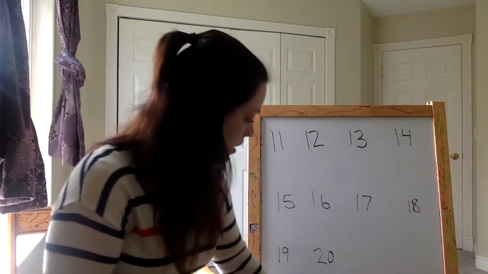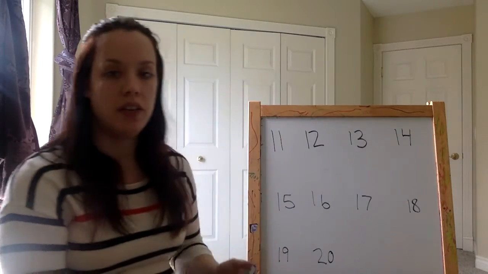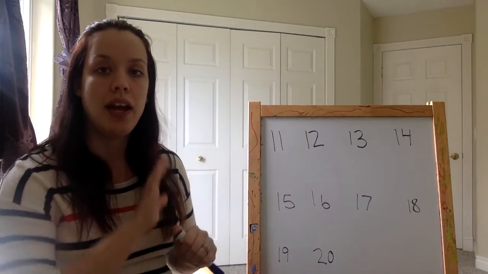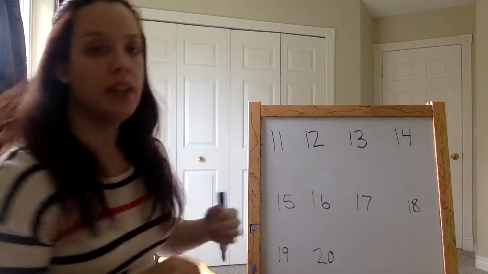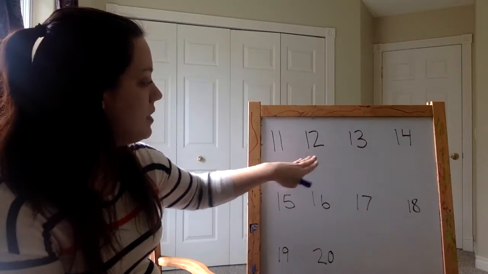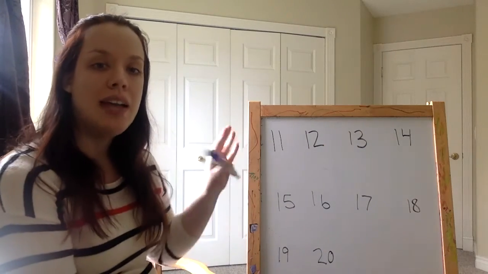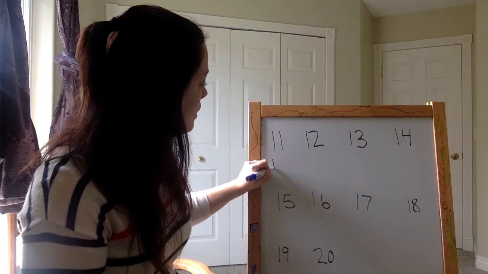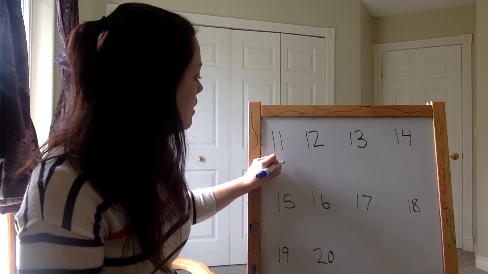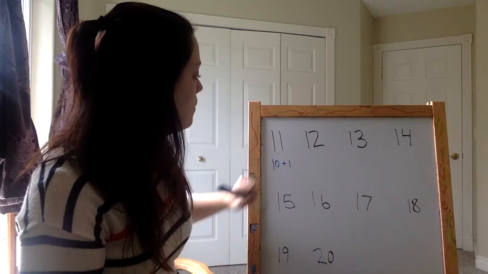which isn't really a teen number, but we put it in there just so that you can see what it looks like when we get another 10. Now the next thing I want to do with you is just break up these numbers into 10 and, okay? So here's 11. 11 is made up of 10 and one more.